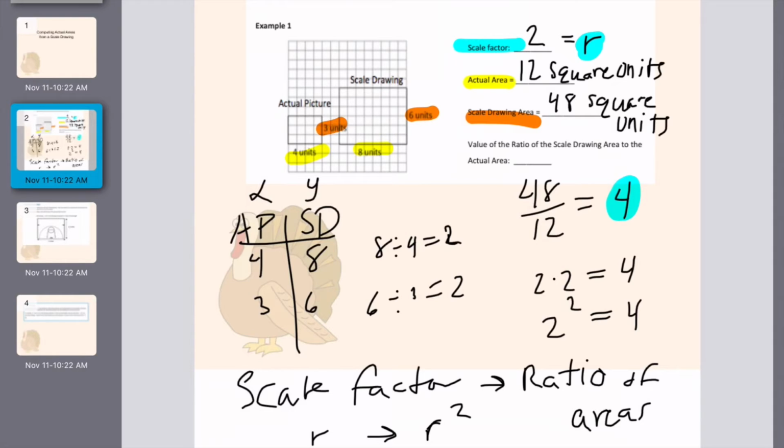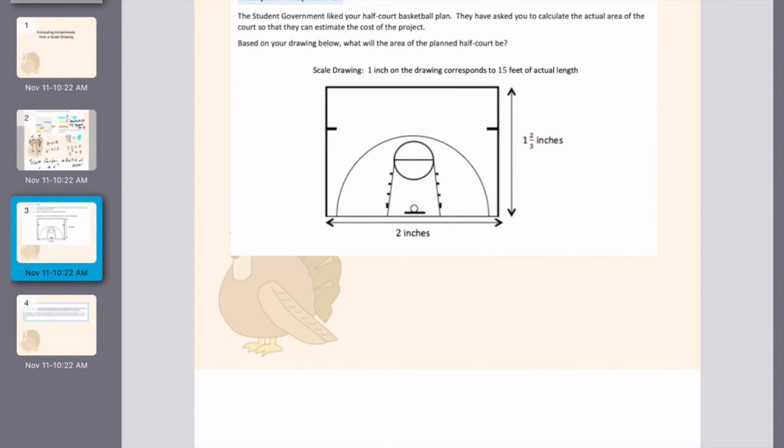Okay, so let's try to do our next problem in 2 separate ways. One including this way, and another including another way that we would probably like. So, bringing back our example from our last video, the student government liked your half-court basketball plan. They have asked you to calculate the actual area of the court so that way they can estimate the cost of the project. Based on your drawing below, what will be the area of the half court? Well, in our last video, we found that the length and width of our actual were 25 feet by 30 feet.